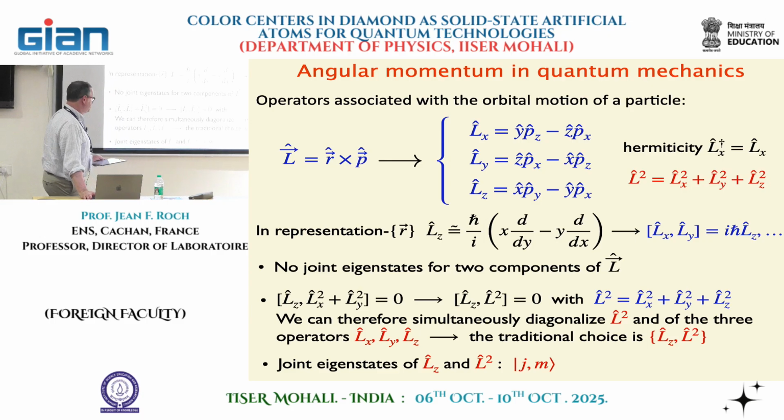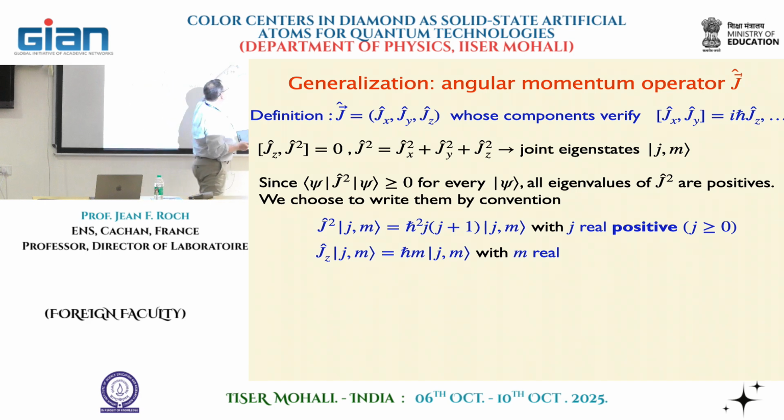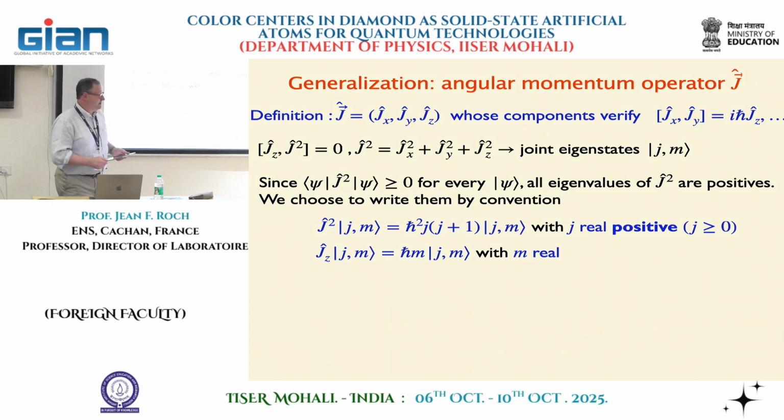Using Dirac's notation, this can now be generalized. We define an angular momentum operator J with three components that verify the canonical commutation relations between Jx, Jy, and so on, like what we demonstrated before. So we have the joint eigenstate |j,m>.